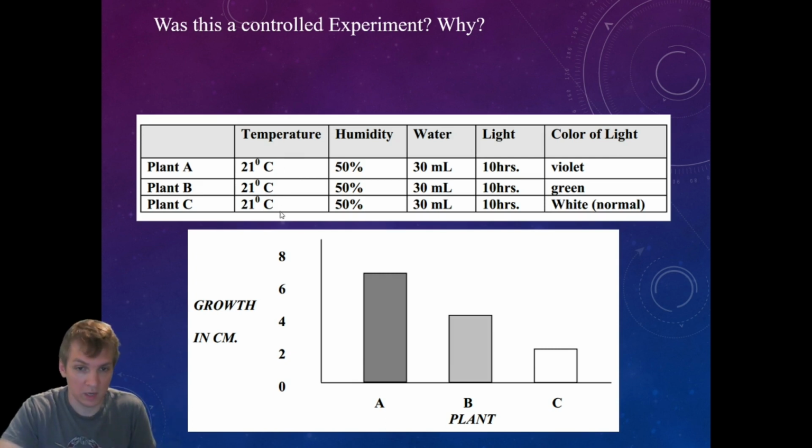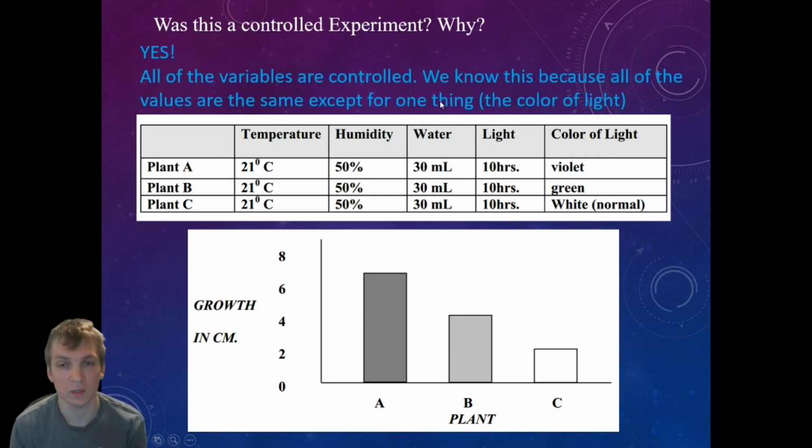Temperature looks to be the same for all 3 plants. Humidity is the same for all 3 plants. Water and light are both the same for all 3 plants. And then the color of light is the only thing that is different. So, was this a controlled experiment? Yes, it was. It was definitely a controlled experiment.